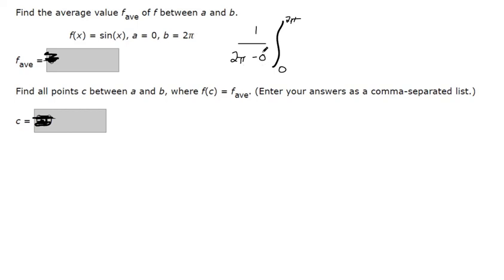Just like when you calculate a mean, you add up all the numbers and divide by how many numbers you have, right? Same thing here. This is like adding up all the numbers. Then we're going to divide by the number of numbers we have. And the function we're doing is sine of x with respect to x.